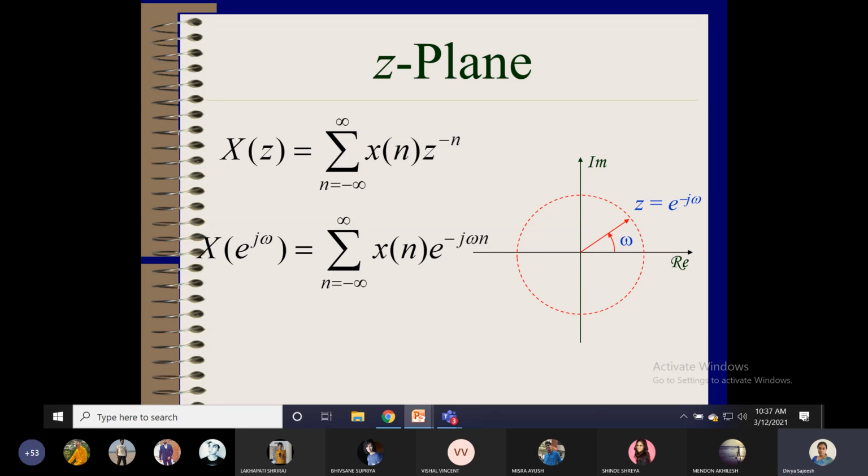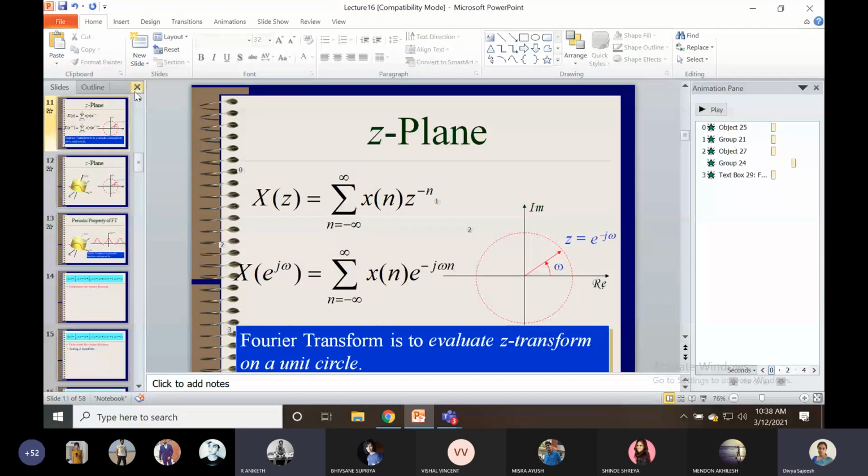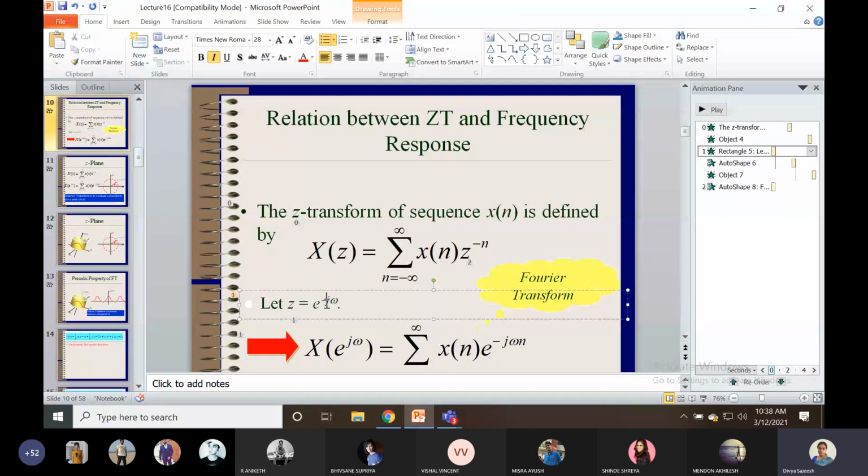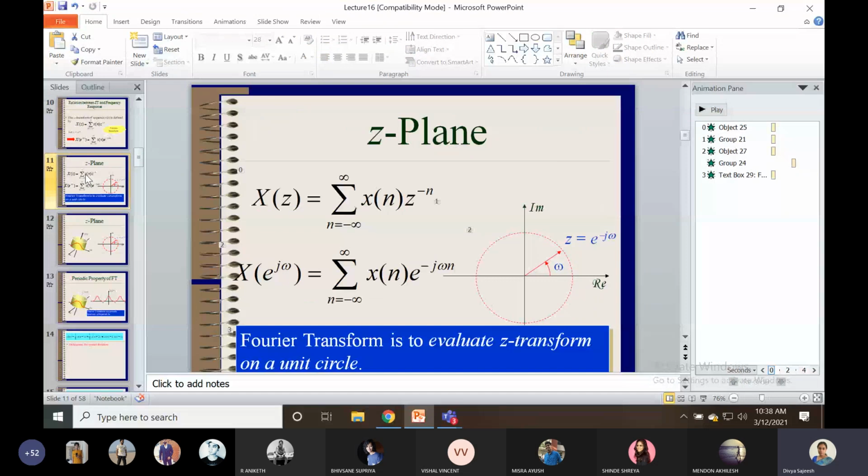Hello, ma'am. Yes. Ma'am, on the right hand side it will become positive, right? It will be e raised to j omega n, no? Because minus and minus will get cancelled. Sorry, I put a minus there. Then let me check. Okay, it is e raised to j omega only, it came by mistake. Just putting z as e raised to j omega, not minus.